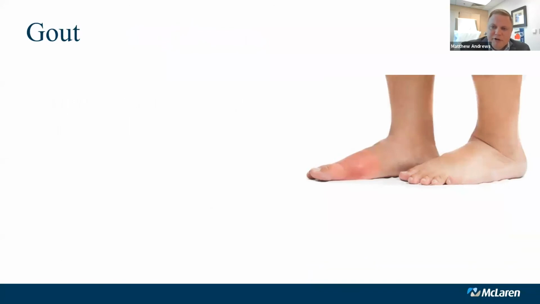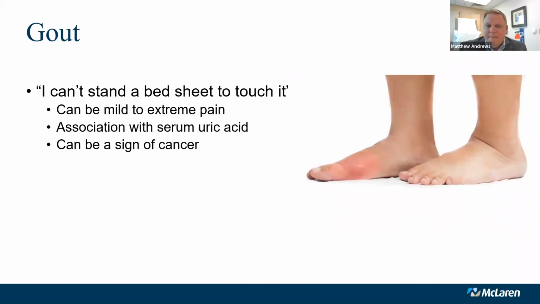Gout is a special mention here just because it's very, very common. Gout, it was called the disease of kings. And oftentimes there's different causes of gout. But the most common triggers that we see is typically consumption of beer, especially darker beers, red meats, and yellow cheeses. It can be anywhere from a mild pain to absolutely excruciatingly horrible pain, and everybody tells me the same thing. It's so tender, I can't stand a bed sheet to touch it. That's how painful it is.